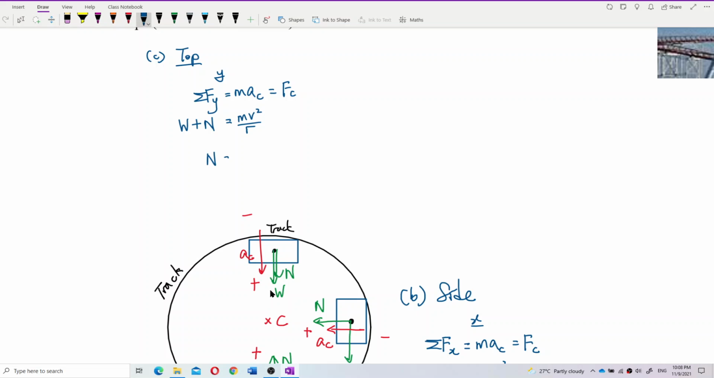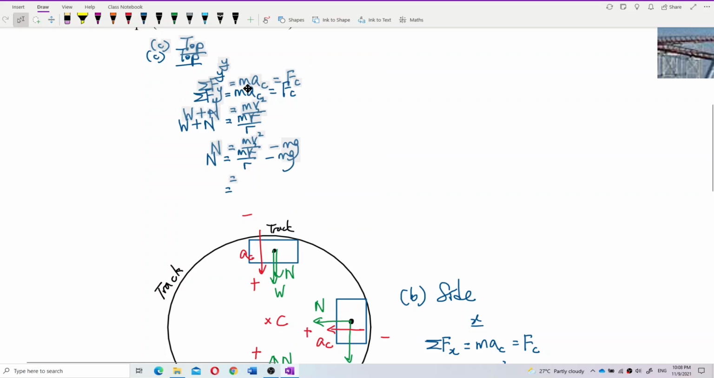So to get the normal force, W is mg, so it goes to the other side and becomes negative mg. So N equals mv squared over r minus mg. So what do we get from here?